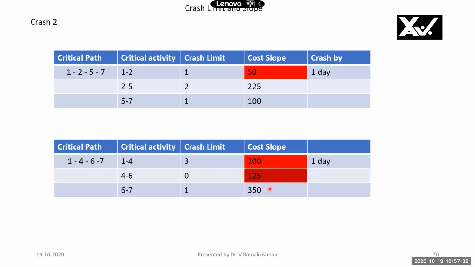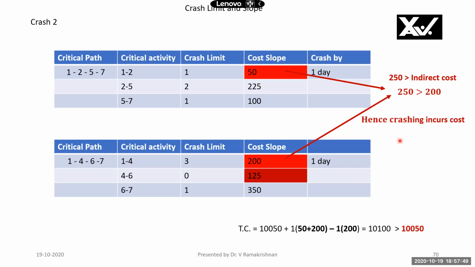Now the next least cost slope is 200 for activity 1-4. Therefore, I will crash activities 1-2 and 1-4 by 1 day now. This crash cost is 50 plus 200, which is 250, greater than the saving in indirect cost, which is 200 rupees for 1 day. So crashing incurs cost, therefore cost has increased, because crash cost is 250, whereas saving in indirect cost is only 200. So we see it is 10,100.